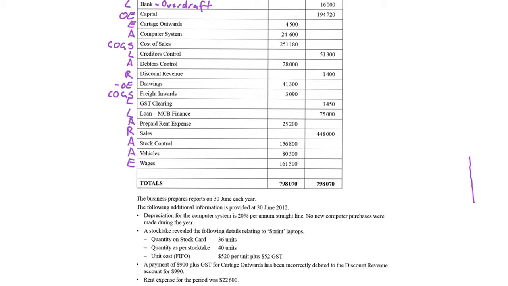So because I know that, depending on what I'm doing, whether I have to actually go and put that into ledgers or whether I just need to note that information for preparing my balance sheet, I would probably make a note next to the prepaid rent expense. So because $22,600 is the actual expense for the period, I might write that down at the bottom. Put that that's an expense.